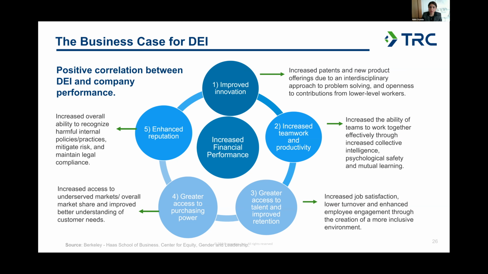So as an example, if a company were to improve these practices long-term, there's been evidence that has suggested an improvement in overall innovation. So we've seen improvement in patents, new product offerings, just improved cognitive diversity, driving a more interdisciplinary approach towards problem solving. That's been the first layer that's been really helping to drive DEI practices and overall financial improvement for a company.